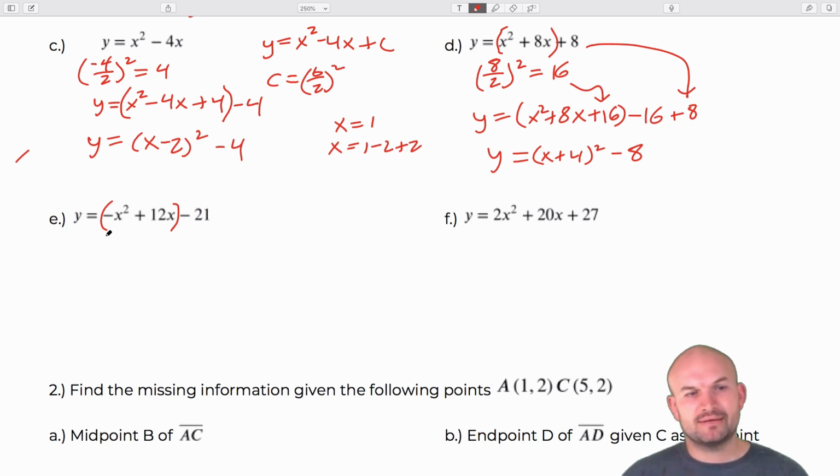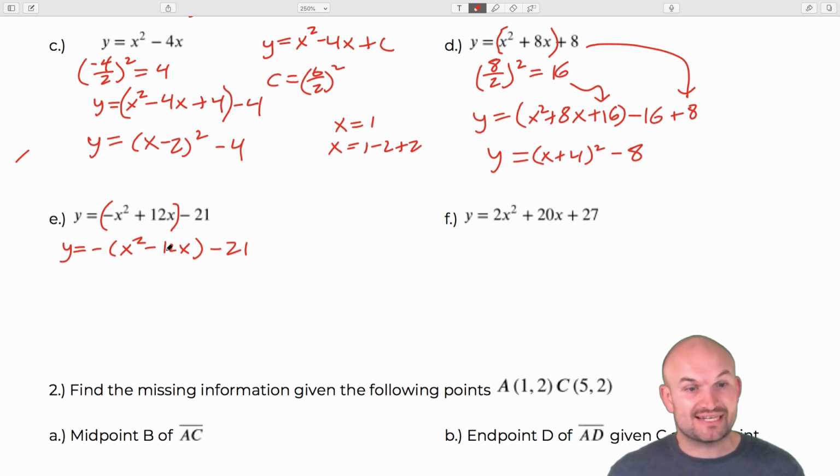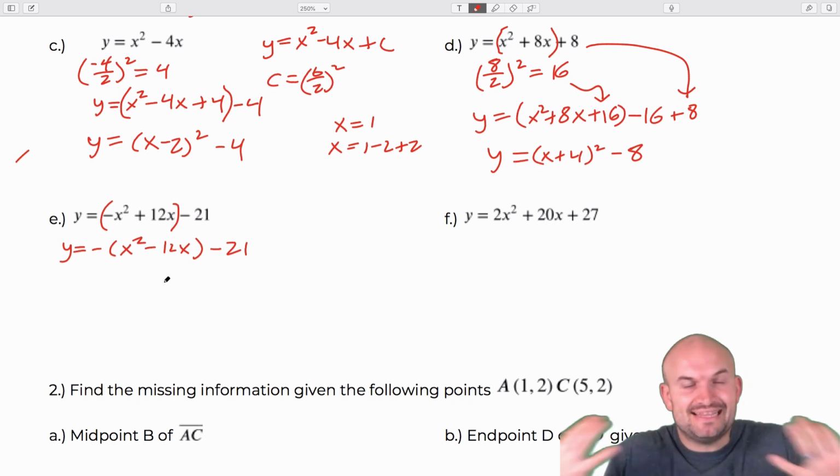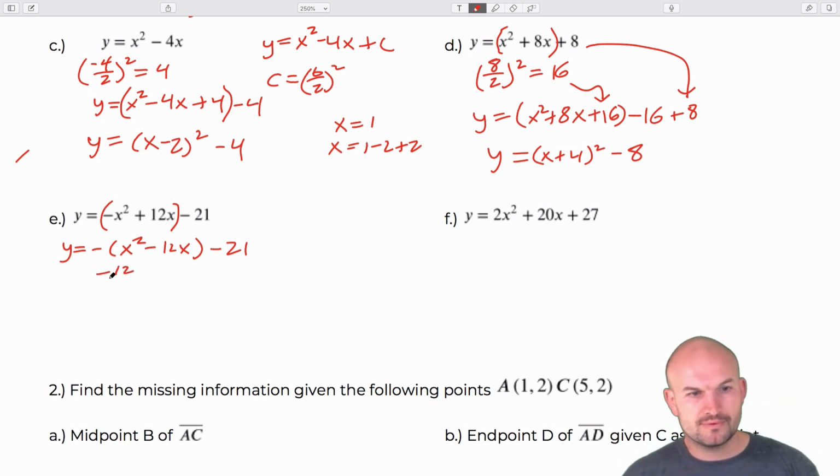So first thing I'm going to do is I need to factor out the negative. Now I have an x squared minus 12x minus 21. Now I can complete the square here. I have x squared minus 12x. It's kind of like this problem again. It's basically saying, how do I create this perfect square trinomial, right? How do I find this value c? I take the negative 12 divided by 2, which is negative 6, and then I square that.